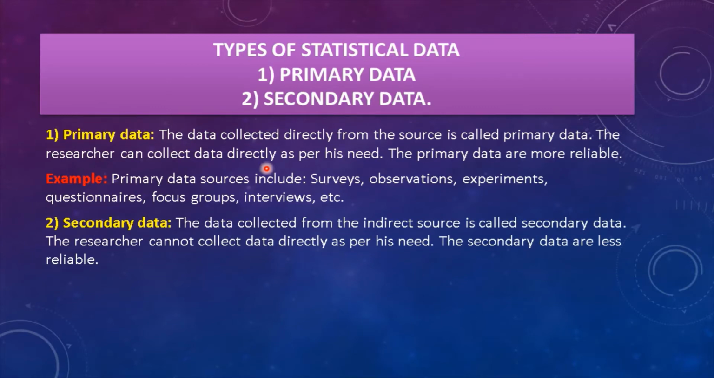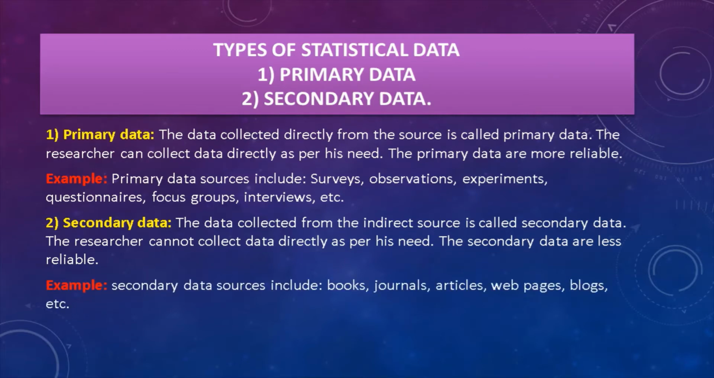Let us see secondary data. The data collected from an indirect source is called secondary data. So the researcher cannot collect data directly as per his need. Therefore, the secondary data are less reliable, my dear. That is the thing about secondary data.